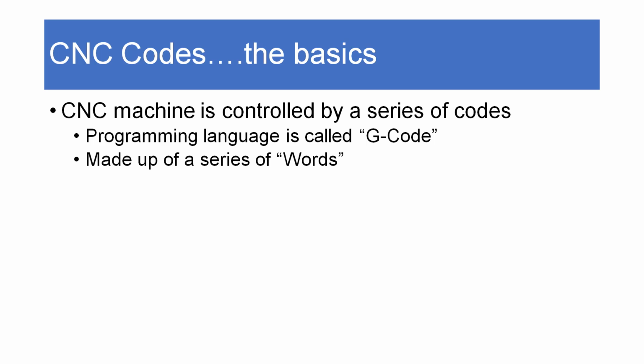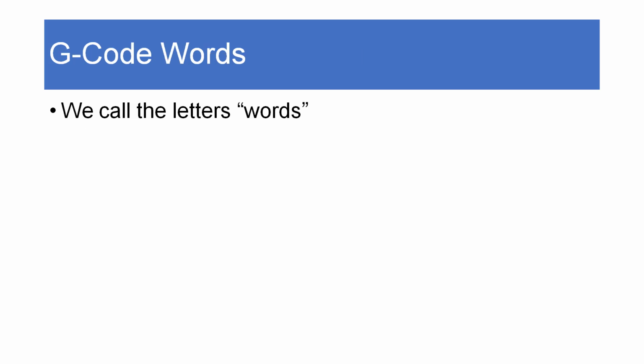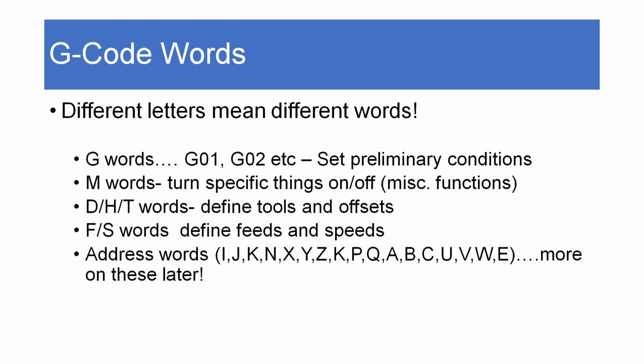So let's talk about some basic stuff here. The machine is controlled by a series of codes. We call that programming method G-code. It's made up of what we call a series of words, and the G-code words are just the letters. So an example, G01 is a linear movement. That is a word, G01. It's a form of motion. So the different letters mean different words.